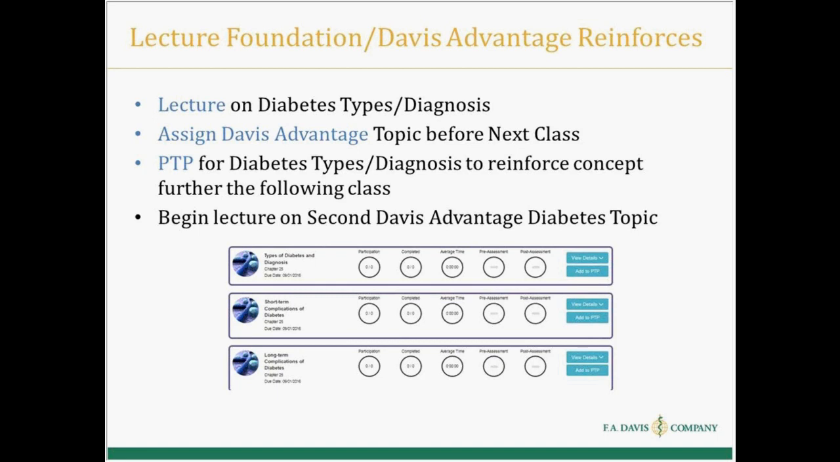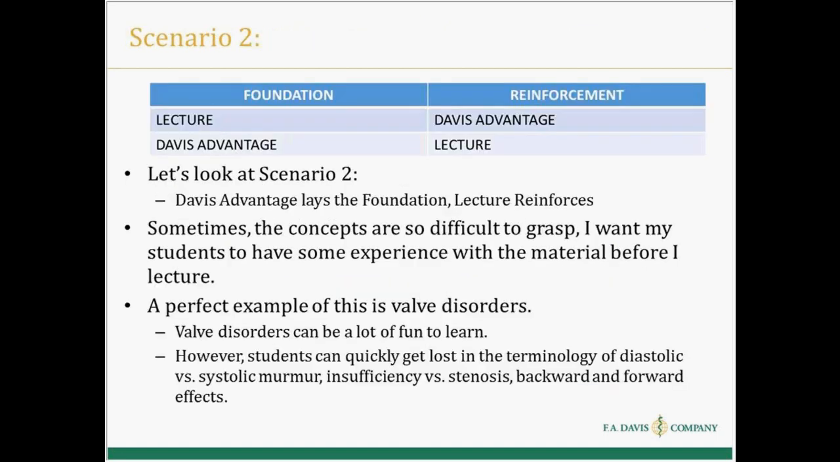Once I do this for types of diabetes and diagnosis, I begin the next section, which is short-term complications, and sort of follow a similar sequence. I hope that makes sense to you. Okay, that's great. That's when I set up the lecture and I'm using Davis Advantage as a reinforcement.